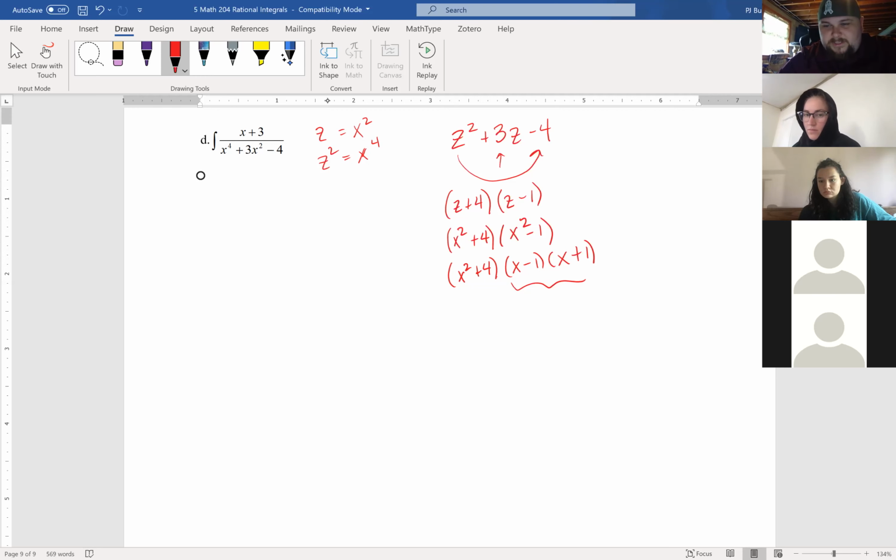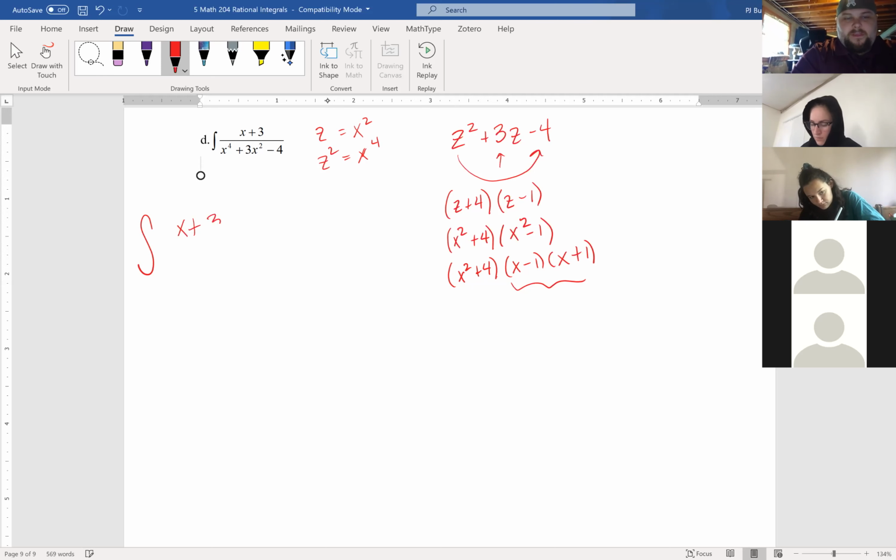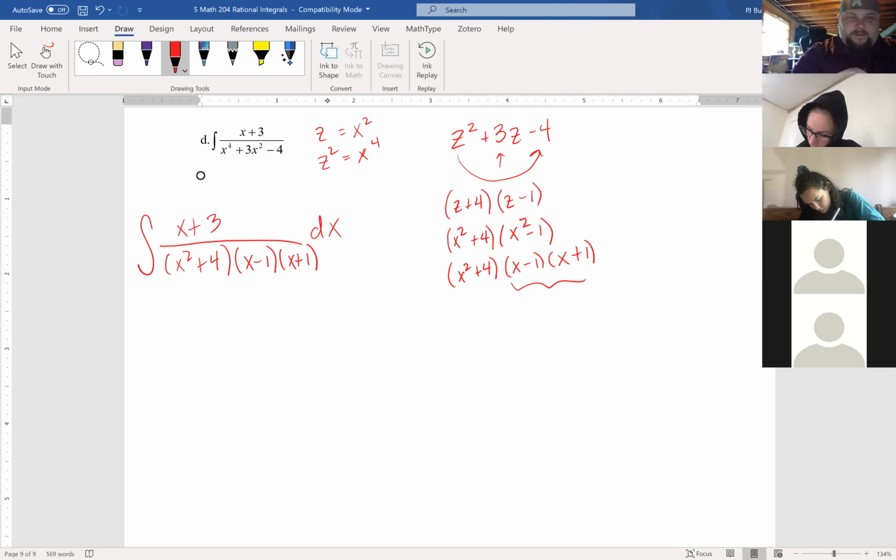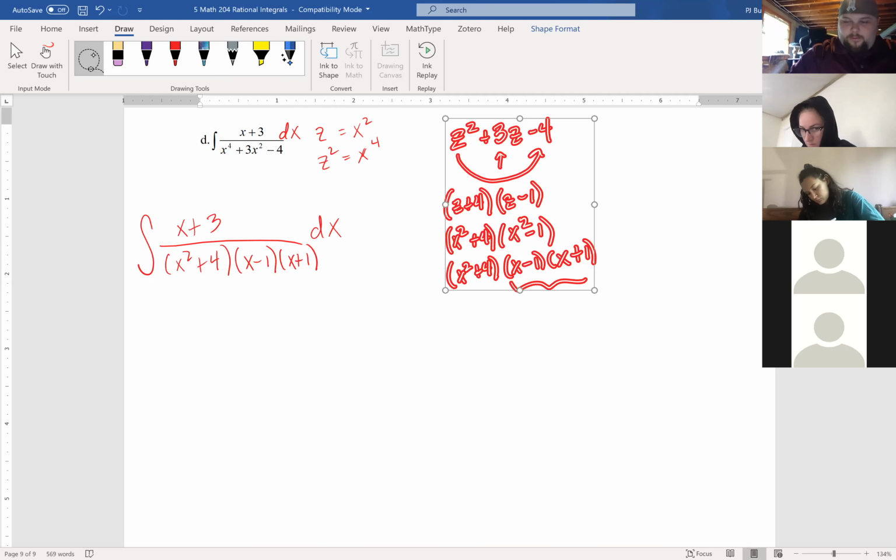Conjugate? It's a conjugate pair. Good. All right, so that's my factored form. So my integral now is going to be x plus 3 over these three factors. I notice this here doesn't even have a dx on the sheet. All right, so now that we've factored, let me just go ahead and get rid of this because I no longer need it.